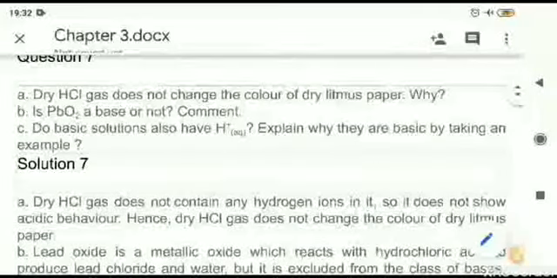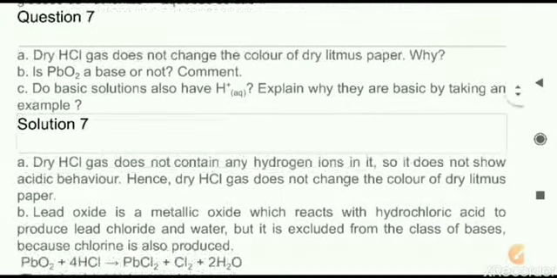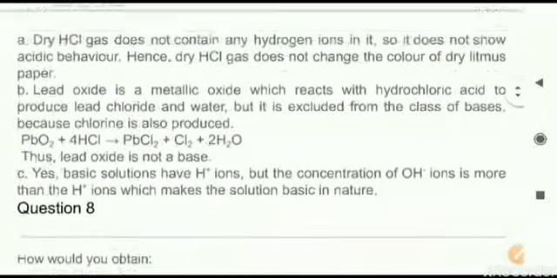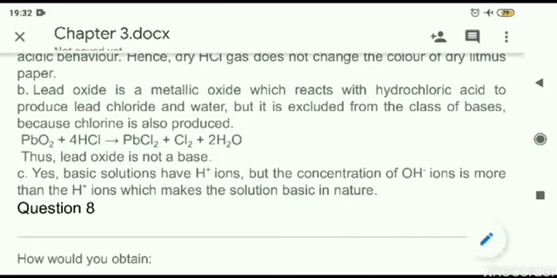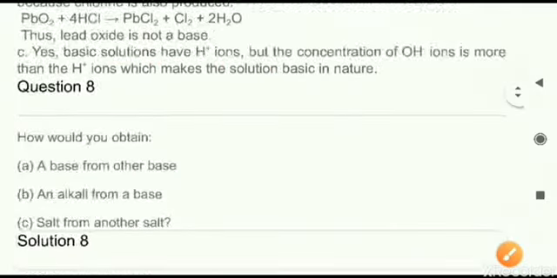Next, C part, they are asking, do basic solutions have H plus? Explain why they are basic by taking an example. So basic solutions are having H plus or not? Basic solutions are the ones which have more concentration of OH negative. We are speaking of more concentration of OH negative, but no one said that they are not having H plus. So definitely we'll write yes, basic solutions are having H plus, but the concentration of OH is more than the H plus ions. That is why they are basic only. In acid it is opposite. Acids contain more H plus, bases contain more OH minus.